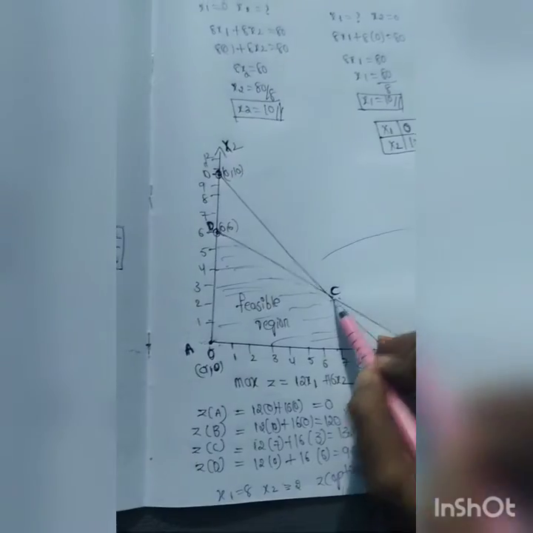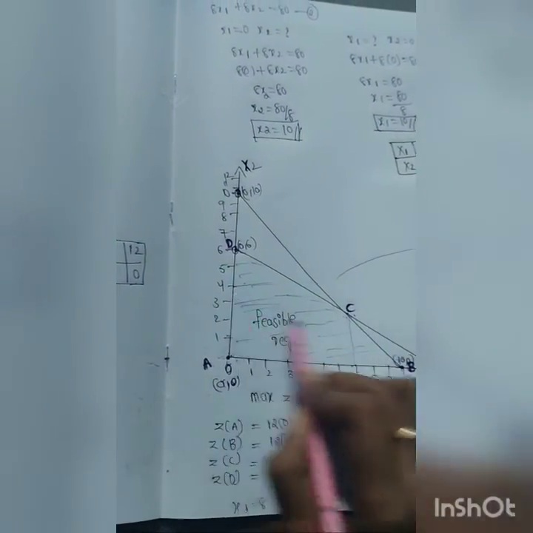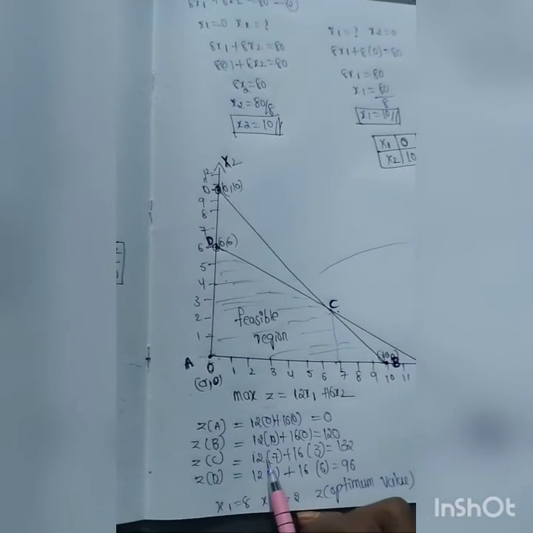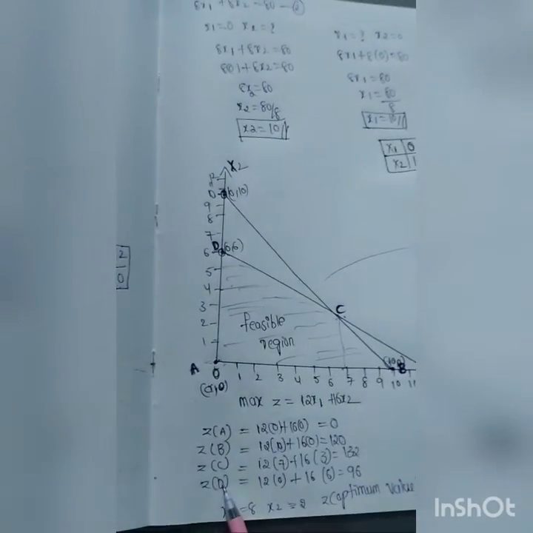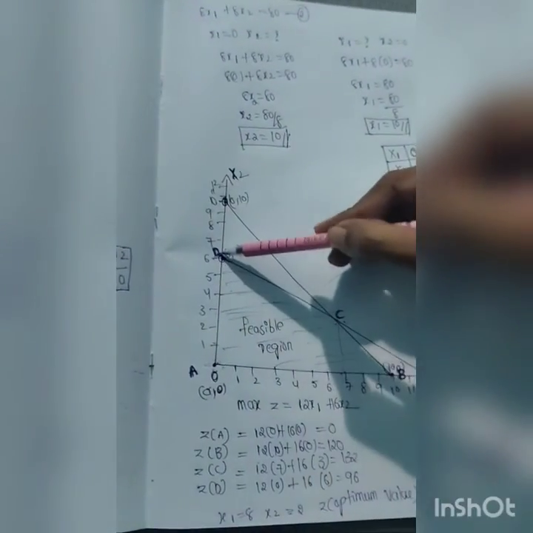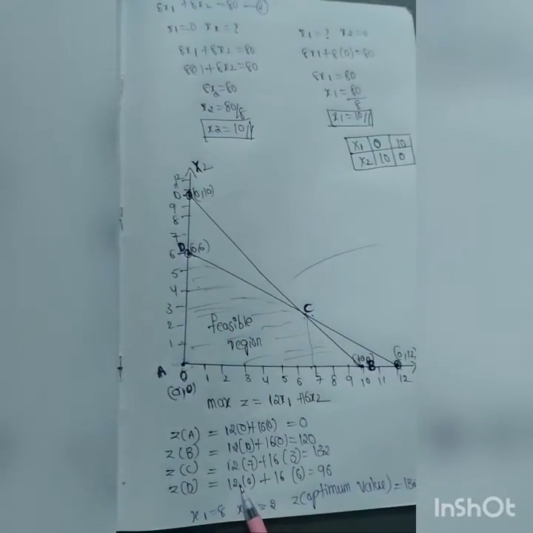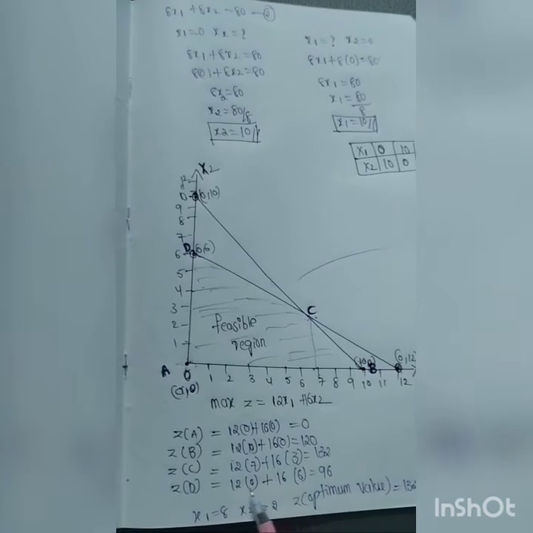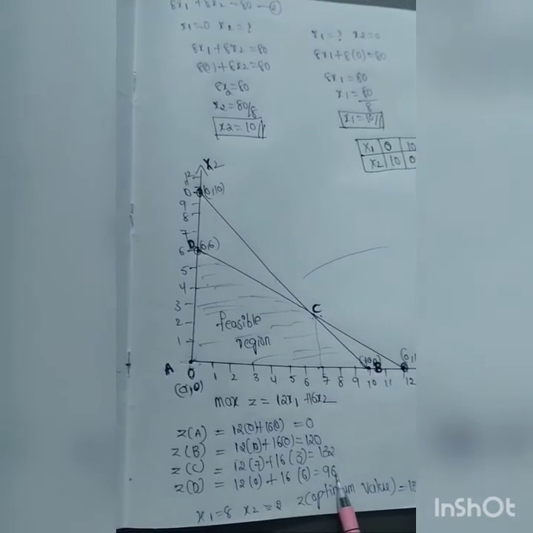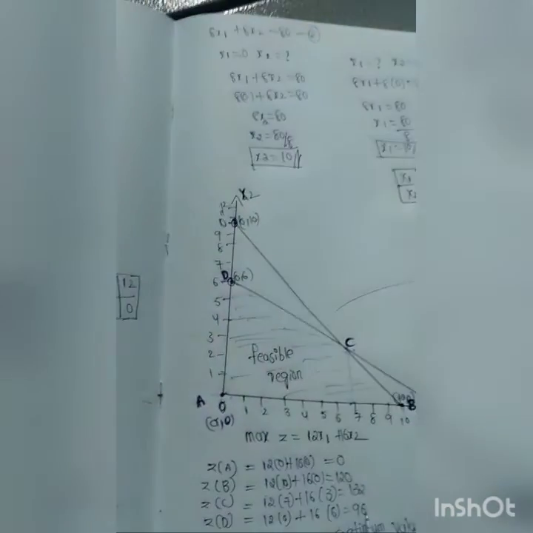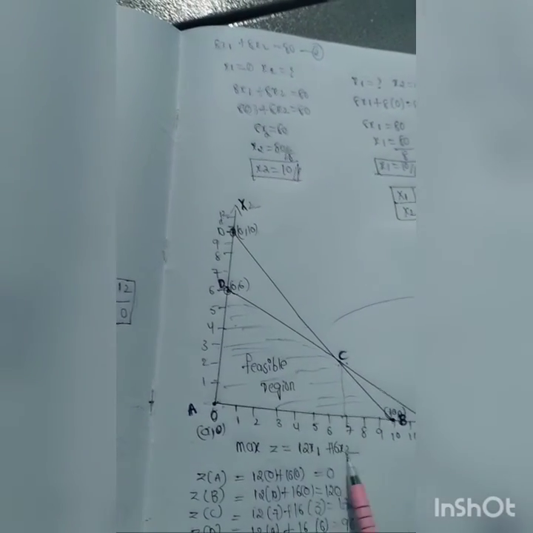And C value means x1 equals 7 and x2 equals 3. So 12 into 7 plus 16 into 3, this is 132. So D value, x1 equals 0 and x2 equals 6. 12x1 plus 16x2, so 12 into 0 plus 16 into 6, this is 96. What is the objective function? Maximization Z equals 12x1 plus 16x2.